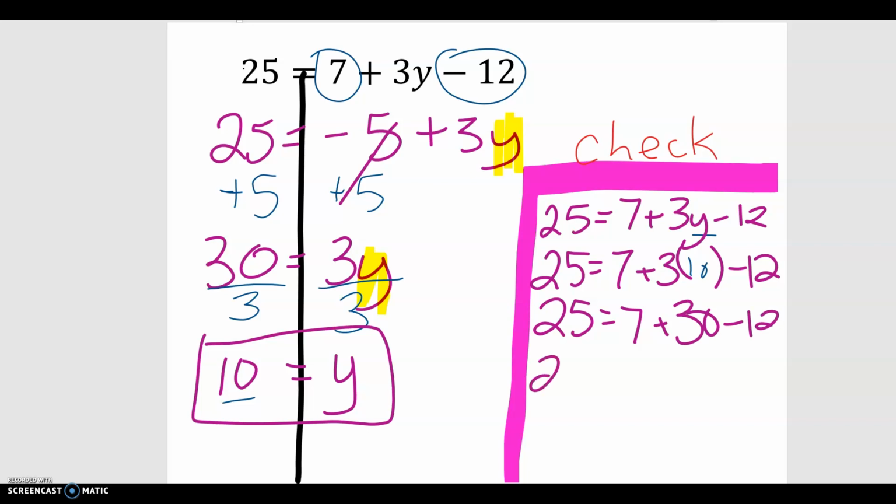And now I can add everything over there. If you have a calculator, you can just type it into the calculator. 7 plus 30 gives us 37. 37 minus 12 is 25. So we have 25 is equal to 25, which is correct. So we know that that is the correct answer. y is equal to 10.